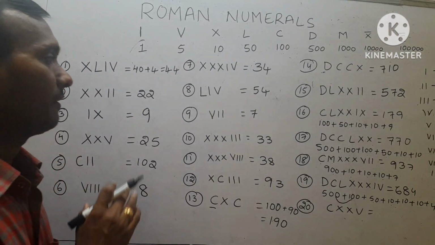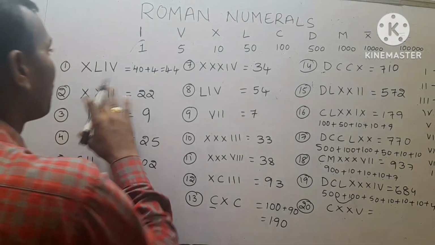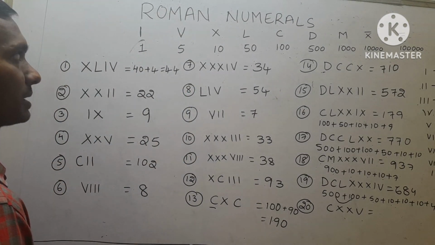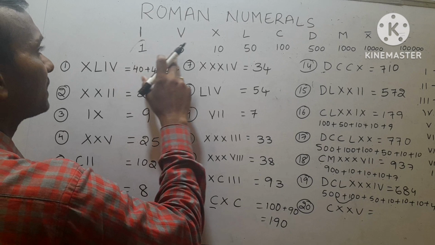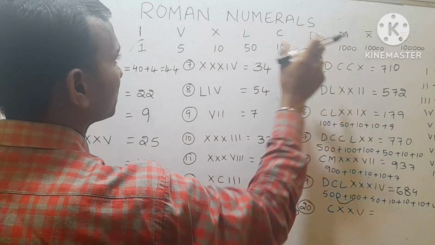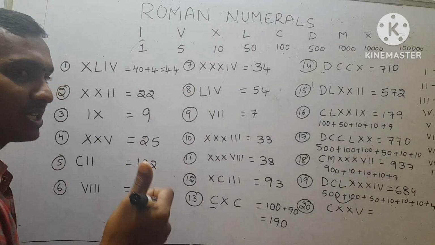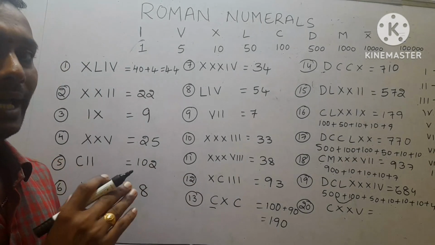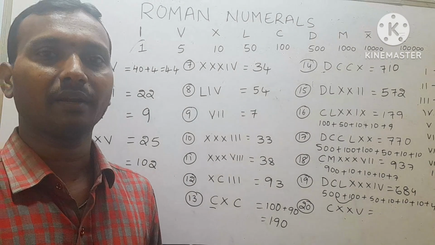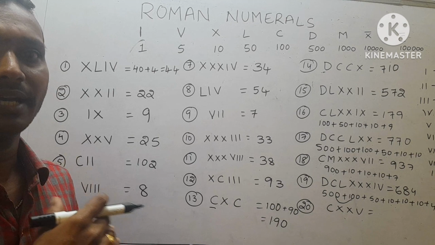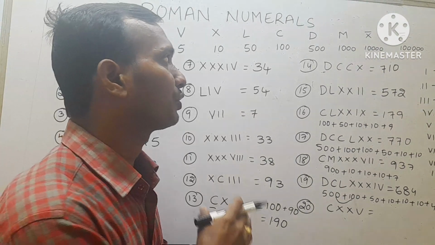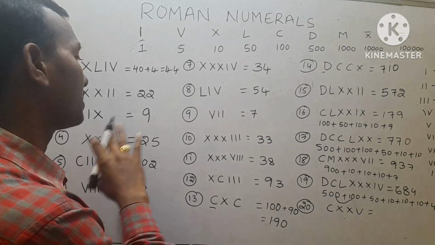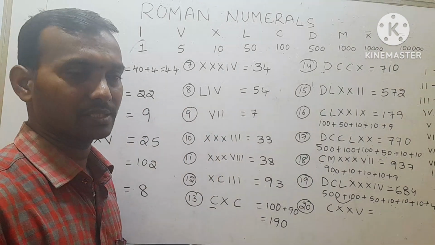So this is the way we can write Roman numerals as Hindu-Arabic numbers. Basically, we have to remember these 7 values. I means 1, V means 5, X means 10, L means 50, C means 100, D means 500, M means 1000. If you know this, we are able to write Roman numerals as Hindu-Arabic numerals.